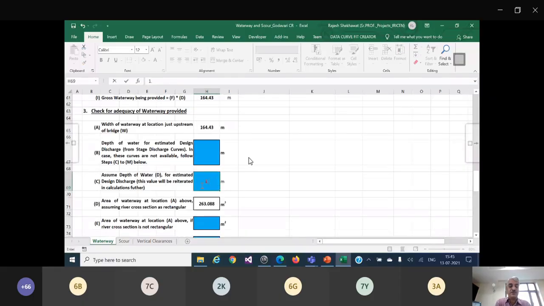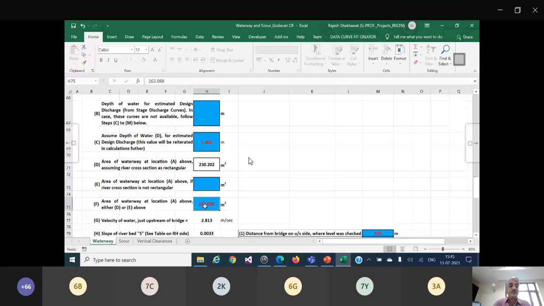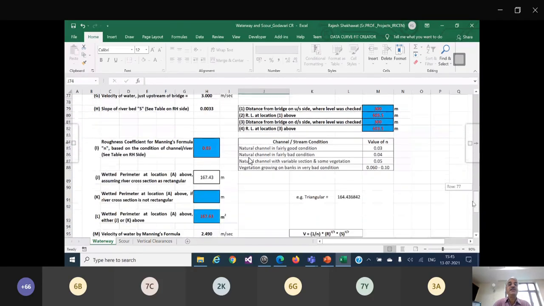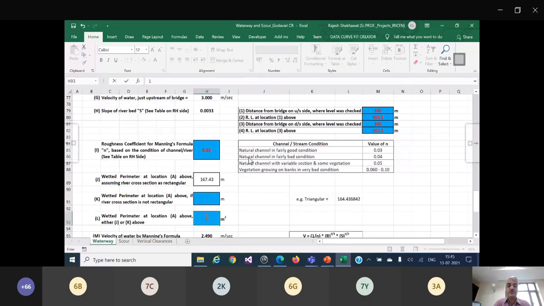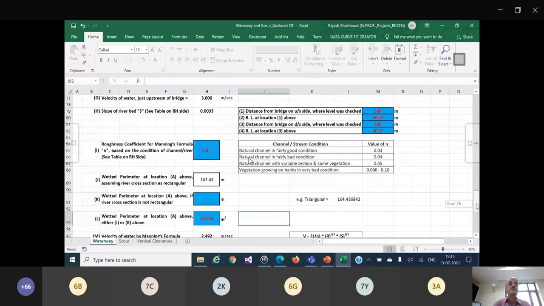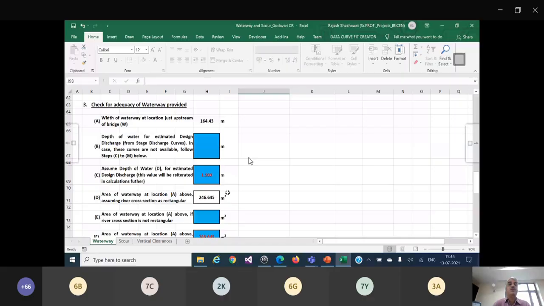Okay, take 1.4 this time. Now what happens? This value becomes 230.202. It has gone quite high, so we have to take 1.5. With 1.5 it becomes 246.645. This value has become almost 3, and this value 167.43. This has now become less, so maybe we have to go to 1.55.